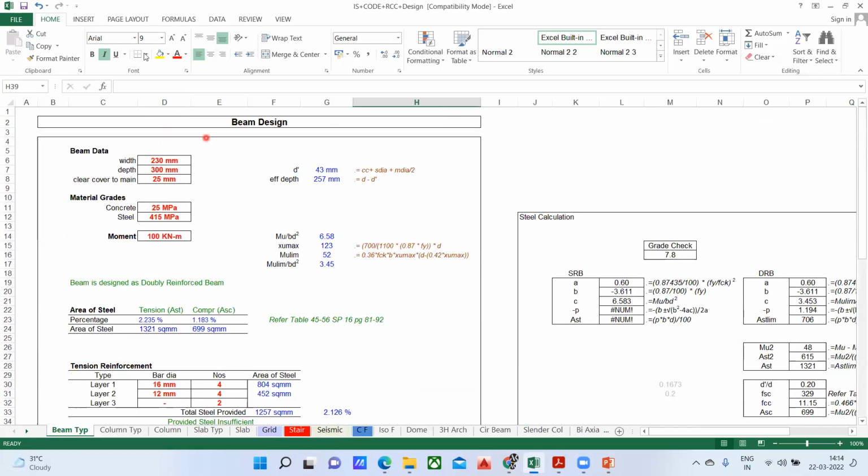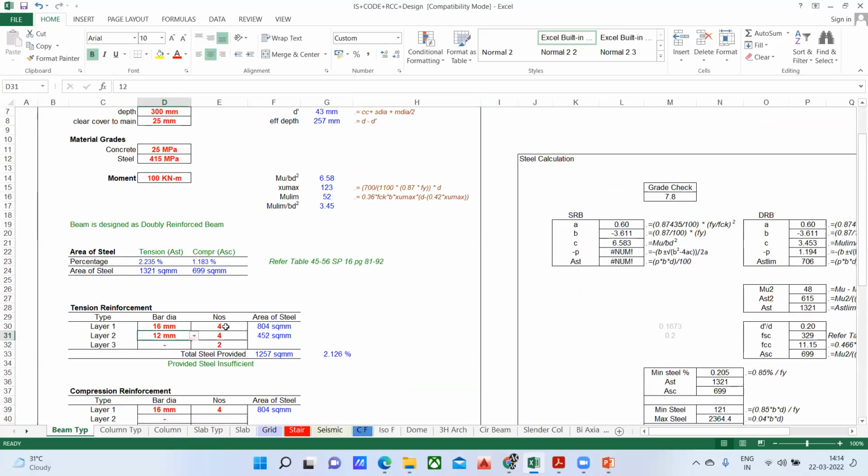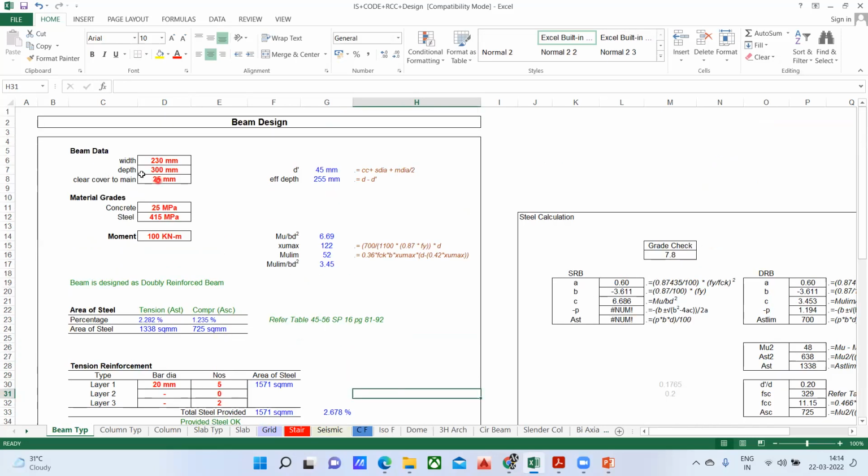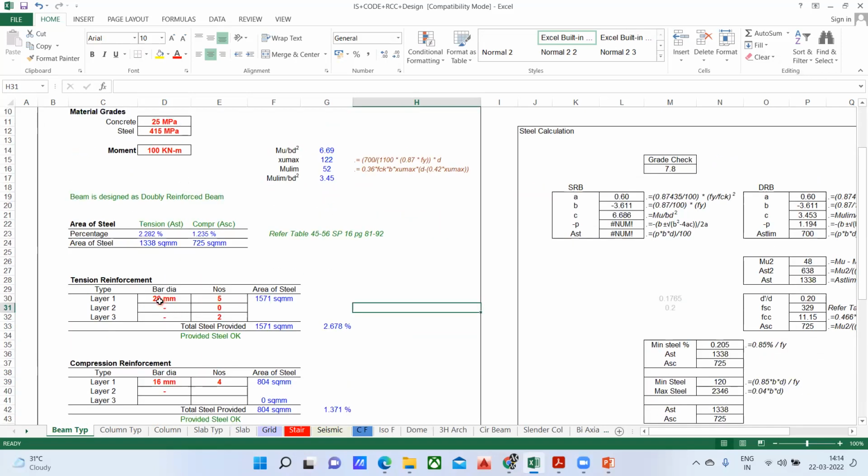Okay, for example, I want to address one more point here. For example, let us consider, instead of this, I'm providing a 16 diameter 6 bar, and we'll make this as nil. I'll go with the 20 diameter, we'll go with the 5. Yeah, you see here. I'm providing a beam width of 230 mm and the depth is 300 mm, and I'm providing 20 diameter 5 bars in one single layer. Here the provided steel is okay.